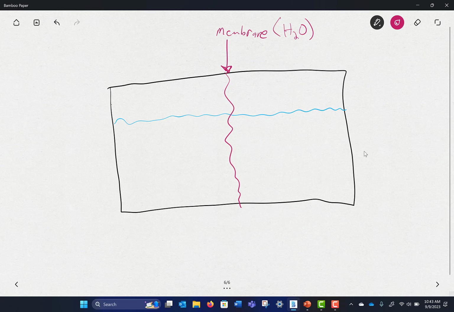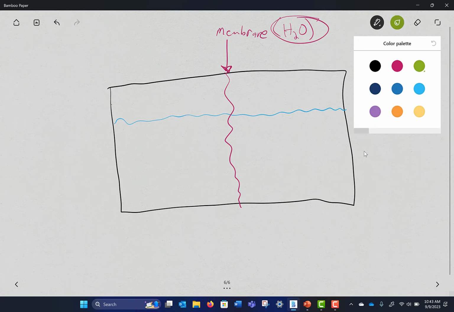Sometimes you might just hear the term selectively permeable membrane, and they don't tell you what it's permeable to. In that case, it is permeable to water and nothing else. If it is permeable to something other than water, they will tell you what it is permeable to. So they will either say it's permeable to water or they won't tell you, but in both of those cases, it's permeable to water and nothing else.